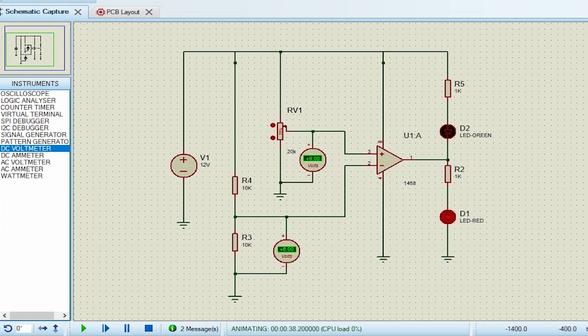Now the green LED went out and the red LED turned on. We have at the inverting input the same 6 volts. On the non-inverting input we have 9 volts. If we have the positive greater than the negative, it is going to turn on the red LED, because the red LED is the one that goes to GND, so the output is positive.